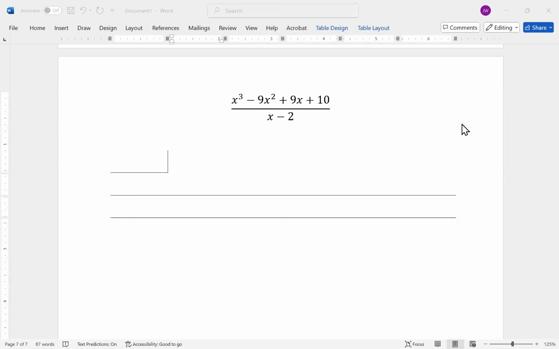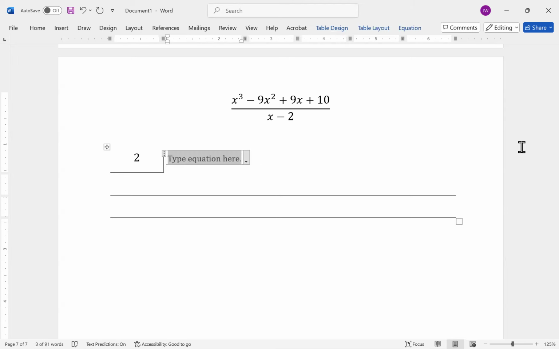All right. In this case, what we do is we write a 2 in the box. Again, I call that the box. Some people call it something else, I'm sure. And then my coefficient of x to the third is a 1. My coefficient of x squared is a -9. My coefficient of x is a +9. And my constant number is a +10.